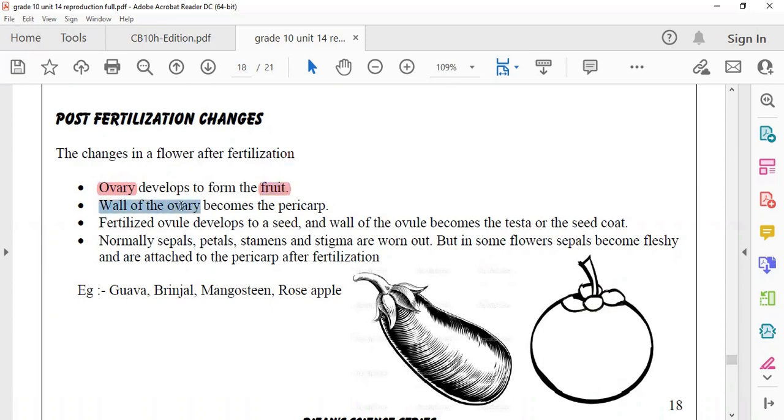Ovary turns to fruit. Wall of the ovary turns to pericarp. The fertilized ovule will develop to seed. Wall of the ovule will turn to seed coat. And other parts are there, no? Sepals, petals, stamen, stigma, all of them will disappear. They dry and fold down.